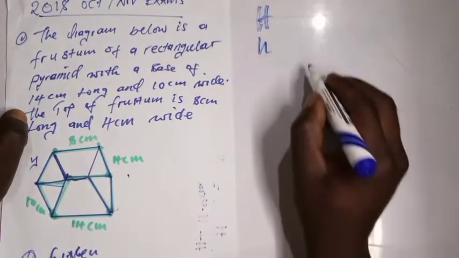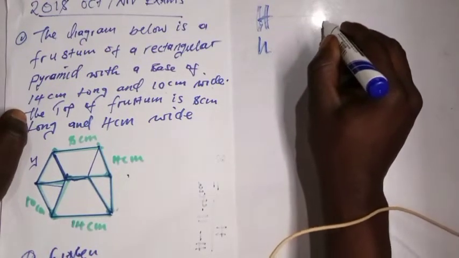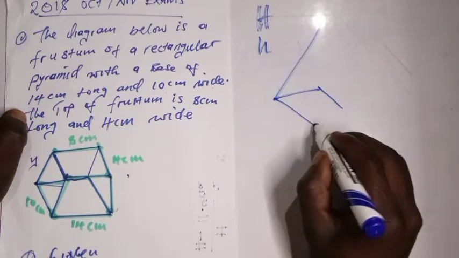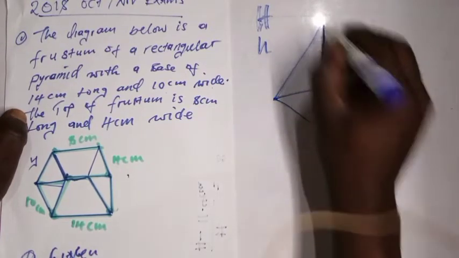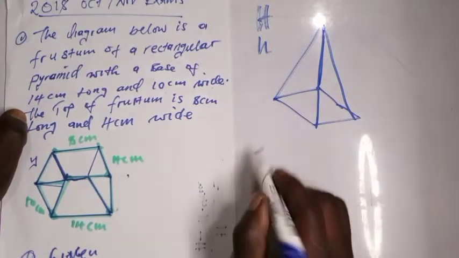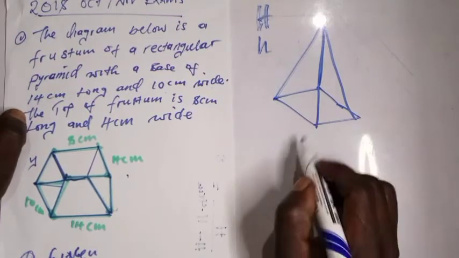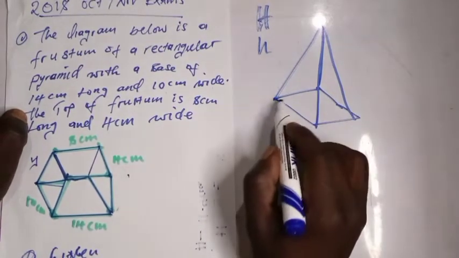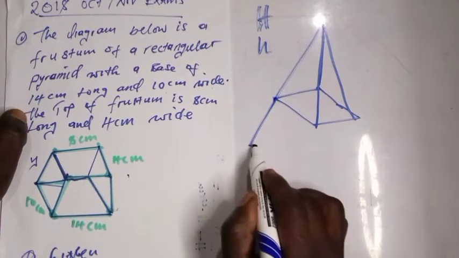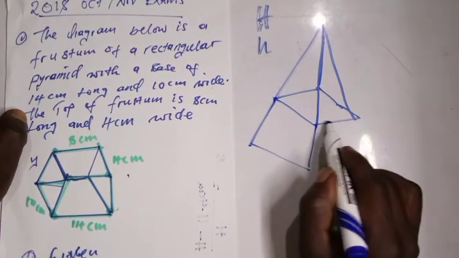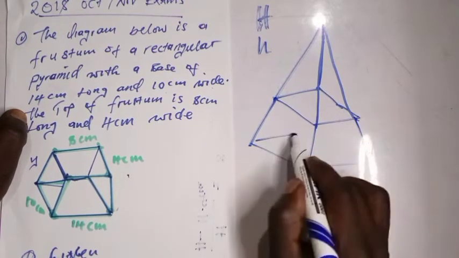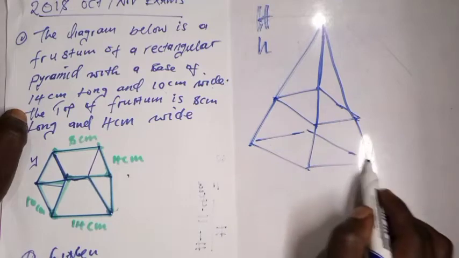By finding the smallest height, the frustum will be like this. Let's take it a simple way. The frustum will be like this one. So this is a missing part. So let's draw this one now. It will be in this way.